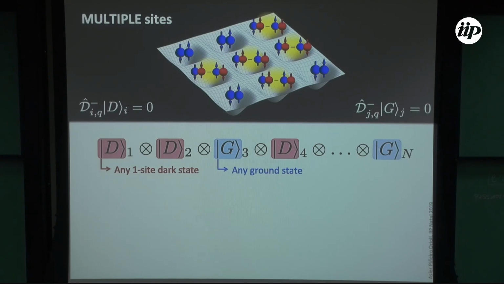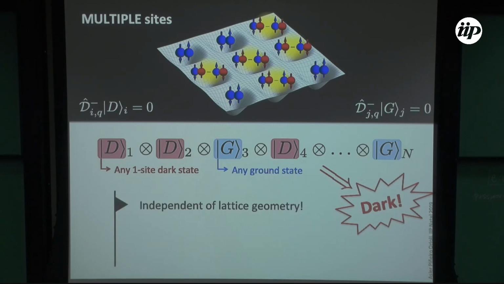So overall, this state fulfills this dark state condition and makes it a dark state. So any state that you can write in this way is a dark state. And it has very interesting properties. First of all, it is independent of the geometry of the lattice. I didn't say anything about it. In particular, it doesn't require very short distances, for example.